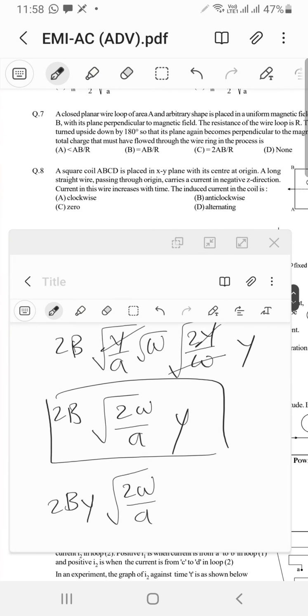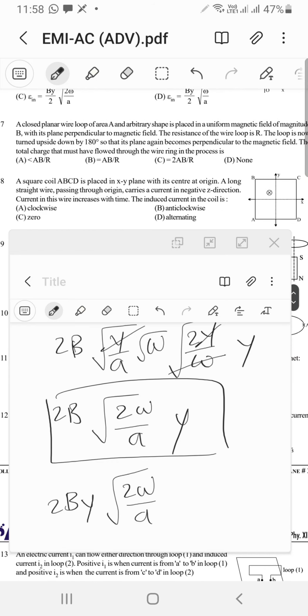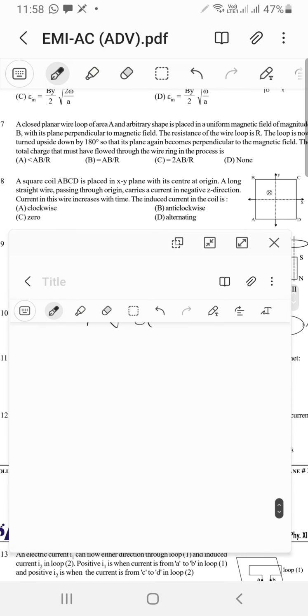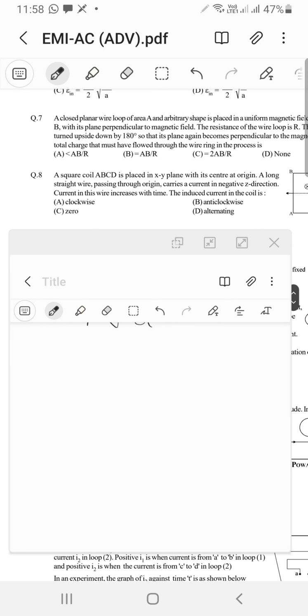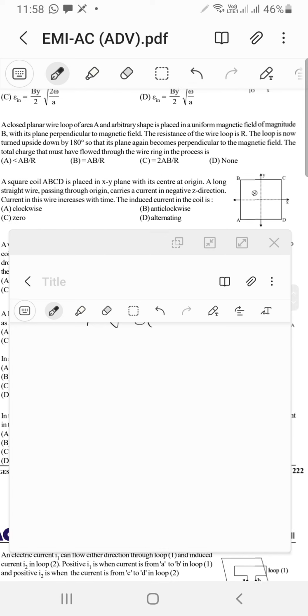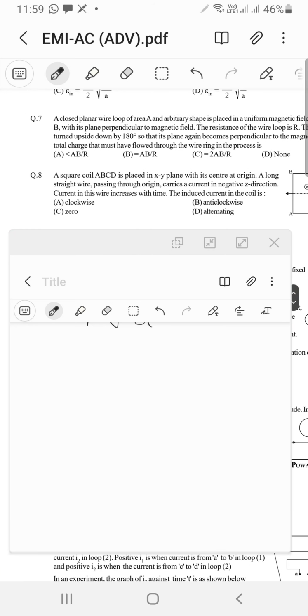Next question. A closed planar wire loop of area A and arbitrary shape is placed in a uniform magnetic field B with its plane perpendicular to the magnetic field. The resistance of the wire loop is R. The loop is now turned upside down by 180 degrees so that its plane again becomes parallel to the magnetic field. Find the total charge that must have flowed through the wire in this process.